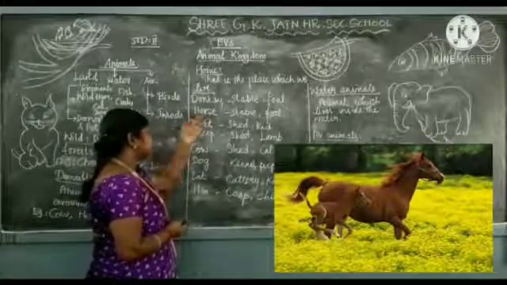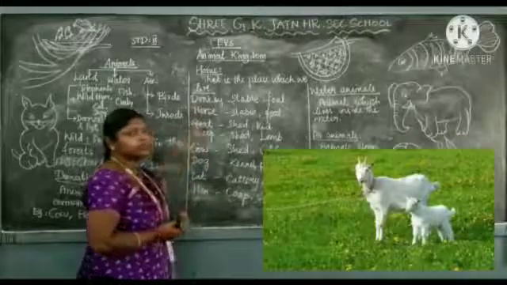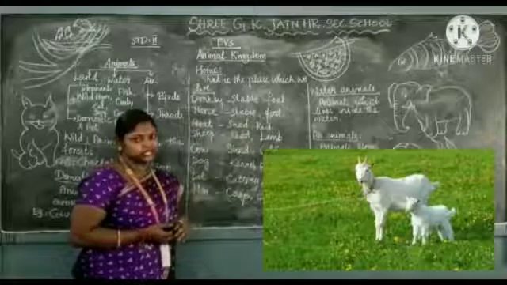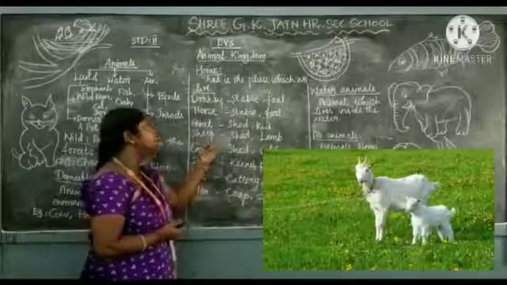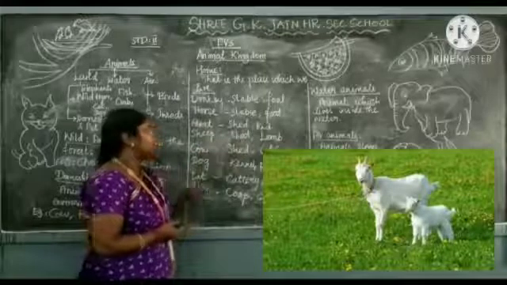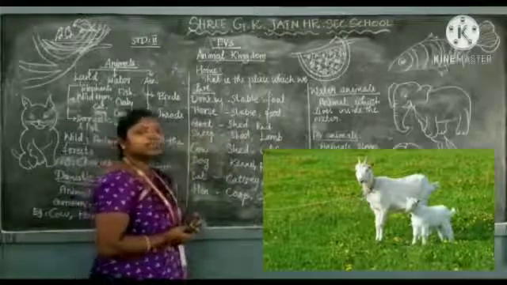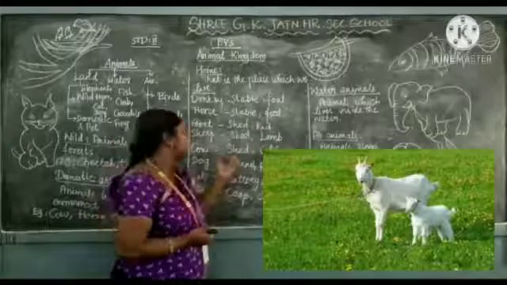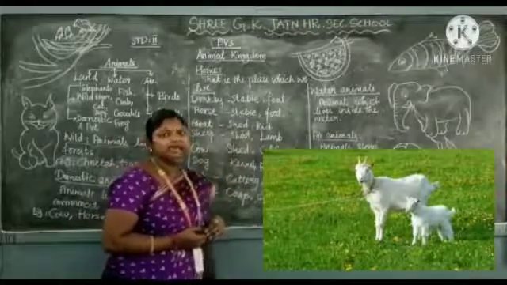It can run fast. Goat. Goat and sheep. The home for goat and sheep are the shed. For the cow also the home is shed. And the young one of goat is kid. People rear goat for their meat and milk.